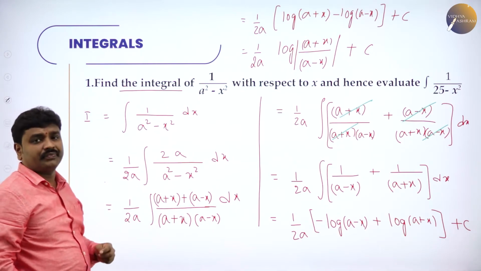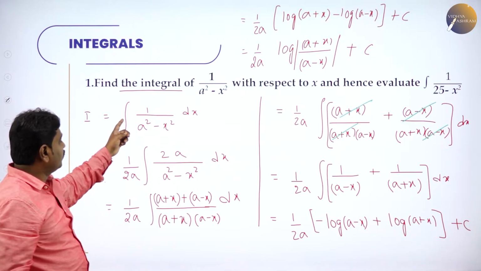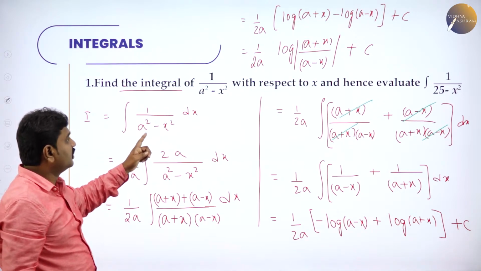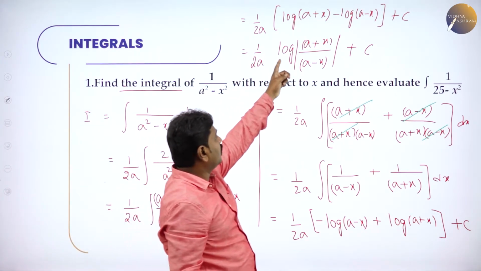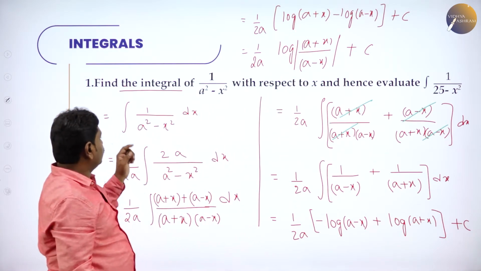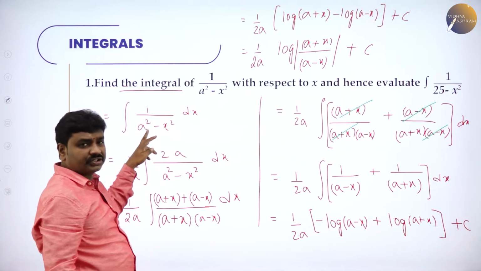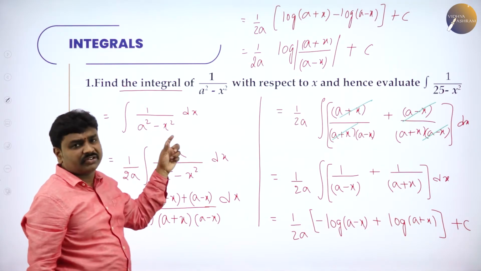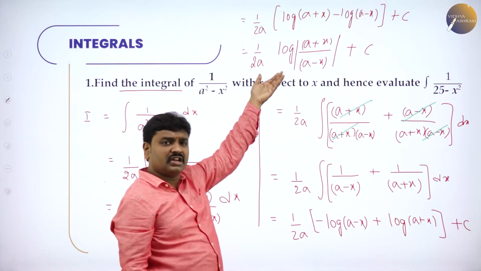This is a formula. So integration of 1 by a square minus x square dx is 1 by 2a log of a plus x by a minus x. Remembering this is easy. So the answer is 1 by 2a times the constant, log of factors. What are the factors of a square minus x square? A plus x and a minus x. Numerator a plus x, denominator a minus x.